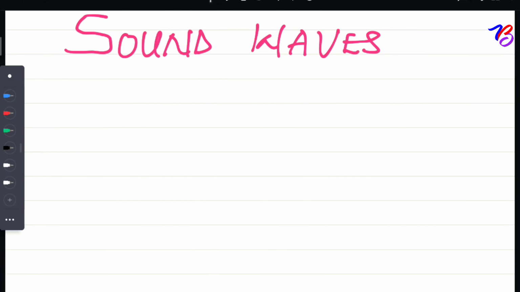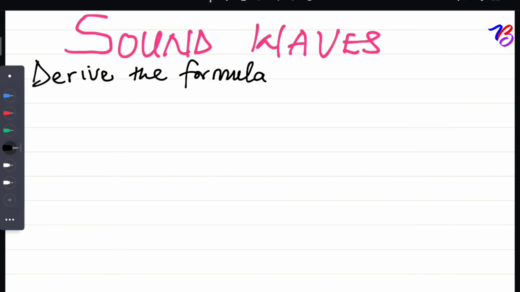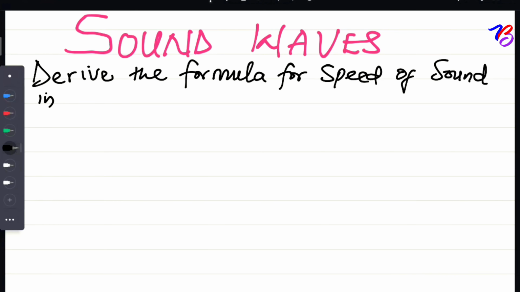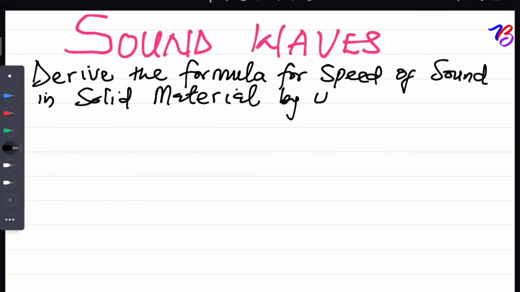So let's assume that this question comes this way. But remember, this is a derivation. So derive the formula for speed, which is V of sound, in solid materials, okay? In solid materials. Are you here? Now, you might use this formula to solve problems, but they might not ask you to derive.